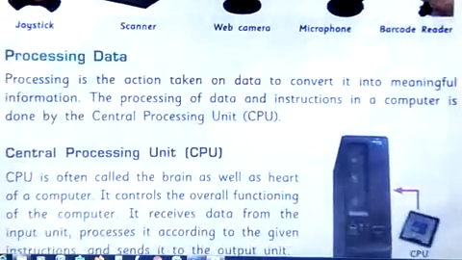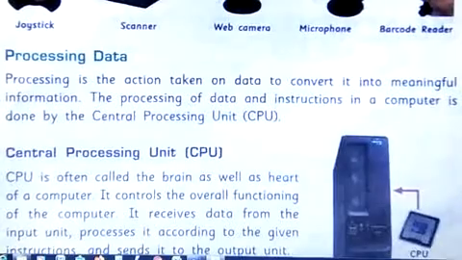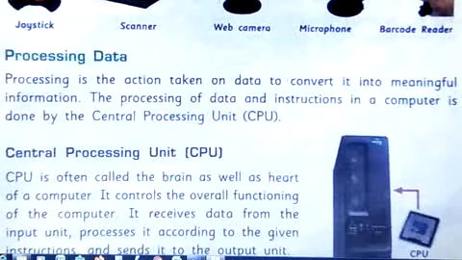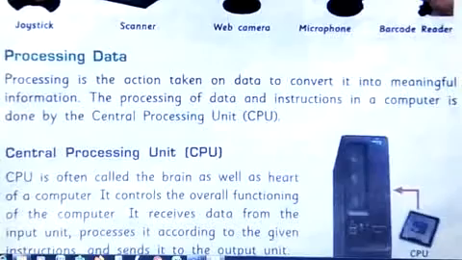Now the processing of data. Processing is the action taken on the data to convert it into meaningful information. It totally depends upon the data which was given by the user to the computer for processing. The processing of data and instruction in a computer is done by the CPU.